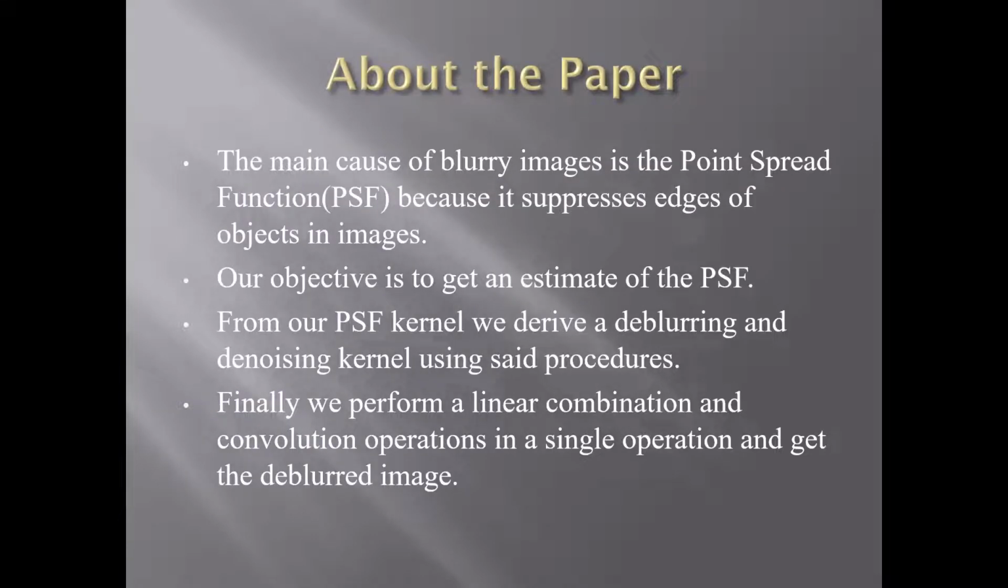So talking about the paper, our idea is that the main cause of a blurry image is the point spread function, because it suppresses the edges of the sharp objects in the image. Now the question arises, what is a point spread function? A point spread function is the response of an optical imaging system to a point source. A more general term for it is the system's impulse response when focused by an optical imaging system. It can also be taken as an extended blob which is sometimes seen on an image.